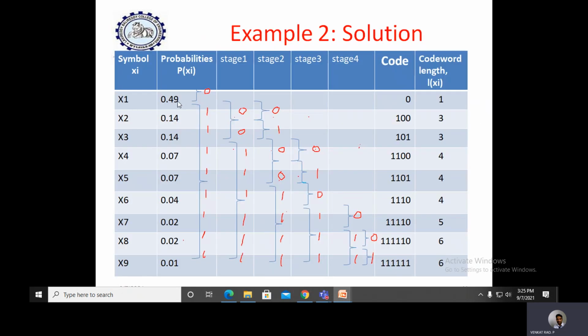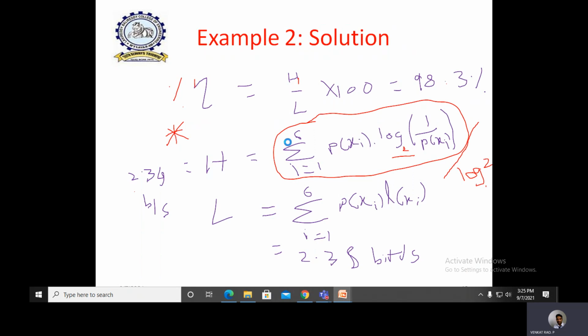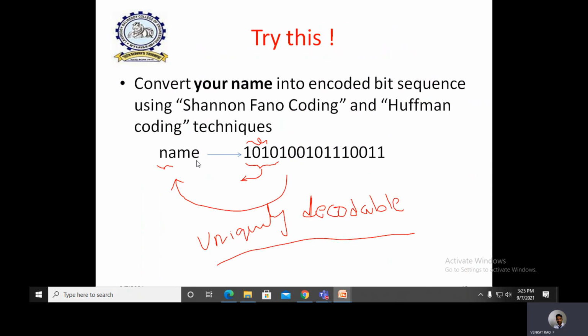N, A, M, E. What is the probability of N? What is the probability of E, and so on? How do you calculate this probability? Here, probabilities are given in the problem, but in this example no probabilities are given, only your name. From the occurrence of each character in your name, you can calculate the probability. For example, 4 places are there, and N occurs only one time, so P of N is 1 by 4. Since A also occurs only one time, P of A is also 1 by 4, P of M is 1 by 4, and P of E is also 1 by 4.